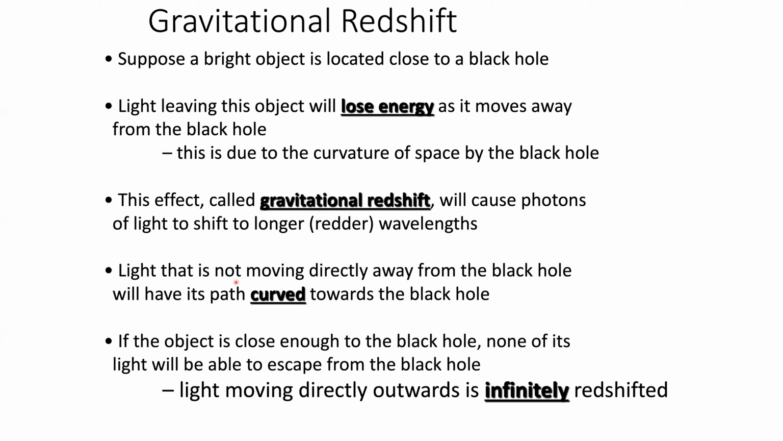Now the light that is not moving directly away from the black hole will have its path curved towards the black hole, right? Now, if an object is close enough to a black hole, none of its light will be able to escape from the black hole. So which means the light that is directly moving outwards will be infinitely redshifted, which means you will never be able to catch that light, or you will never be able to detect that light because it is infinitely redshifted, right?